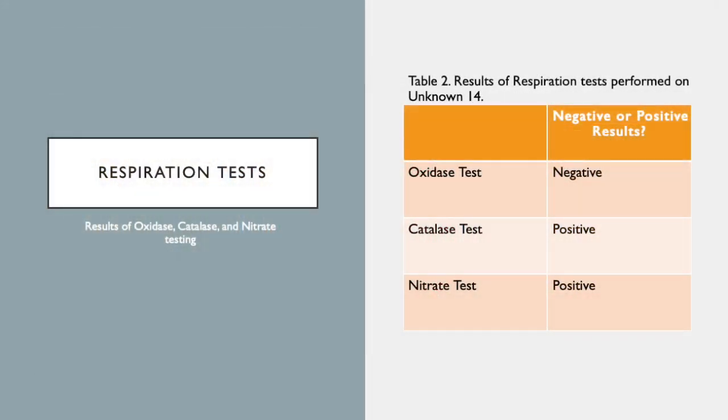Next, we performed 3 respiration tests, and from this, our oxidase test produced negative results as the bacteria did not react with the oxidase reagent. Our catalase test showed positive results as the bacteria experienced bubbling upon the addition of hydrogen peroxide, and our nitrate test showed that no gas was formed in the Durham tube. However, the addition of nitrates A and B resulted in a positive reaction as the tube changed color.